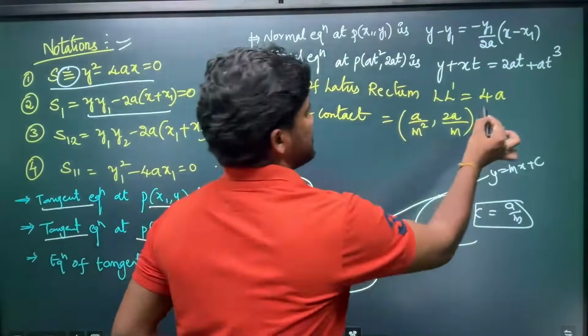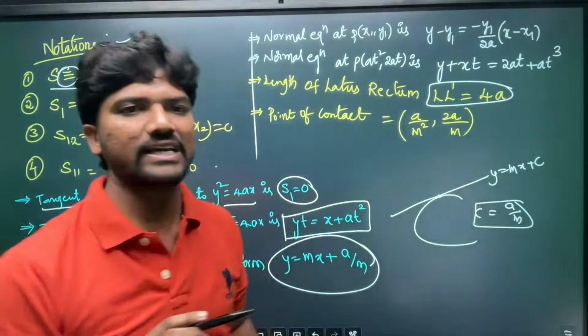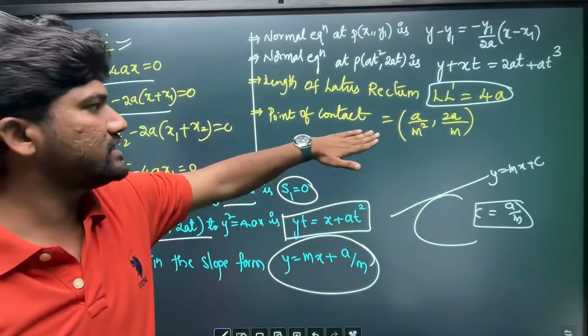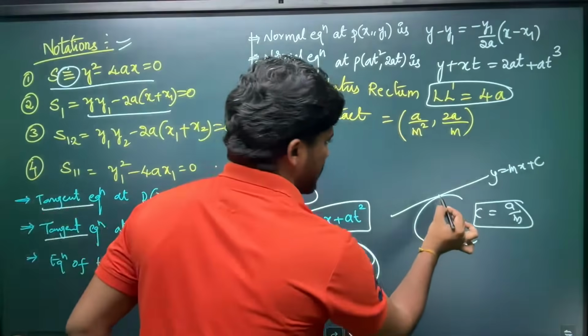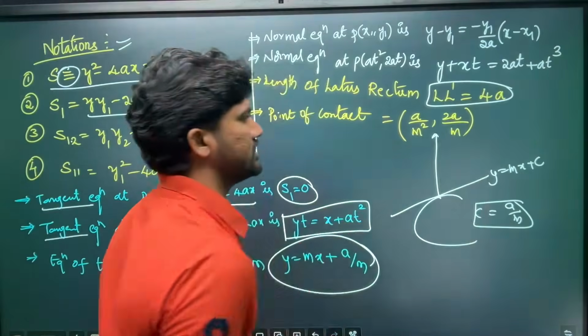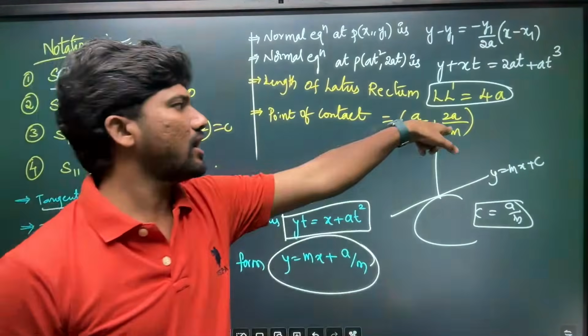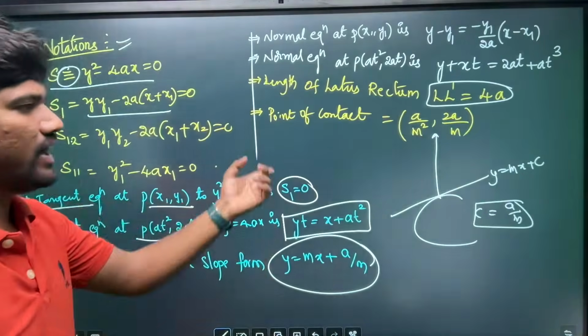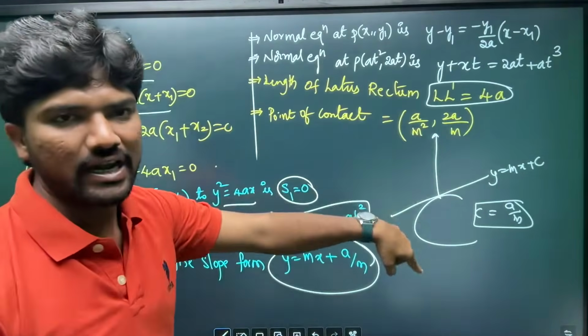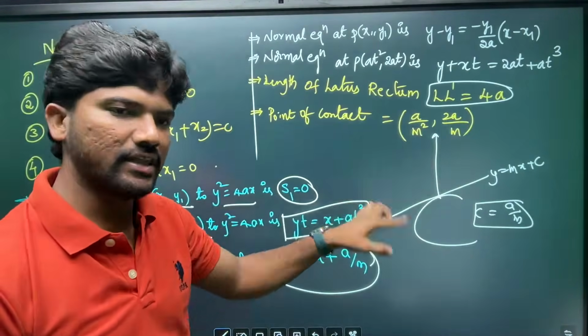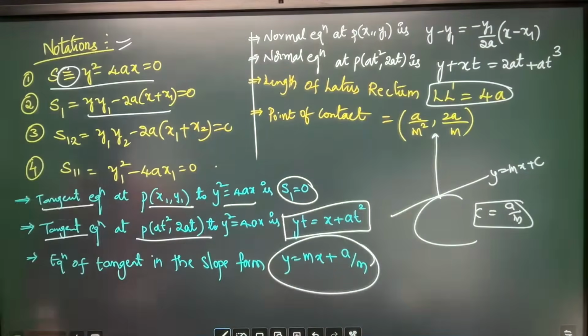The length of the latus rectum, very important, is 4a. And this is the point of contact. To find the point of contact, the formula we use is a by m square comma 2a by m. We have one more formula, n by l comma 2a by m l, which we also use. I will explain the situation for it.